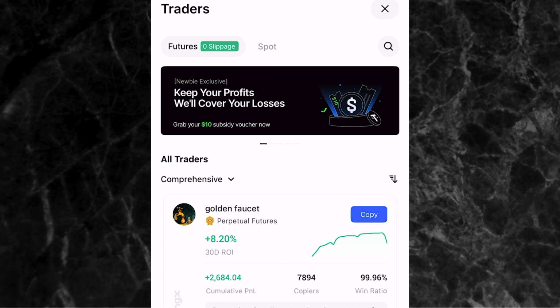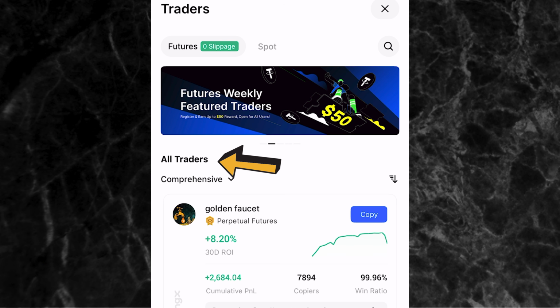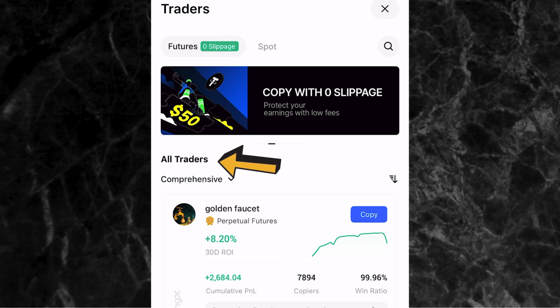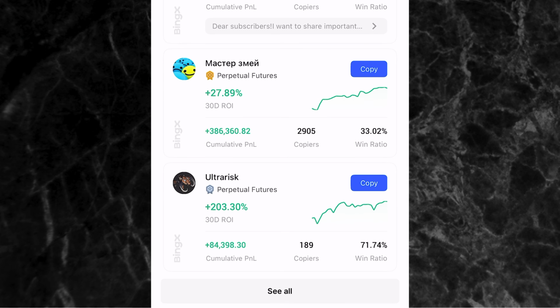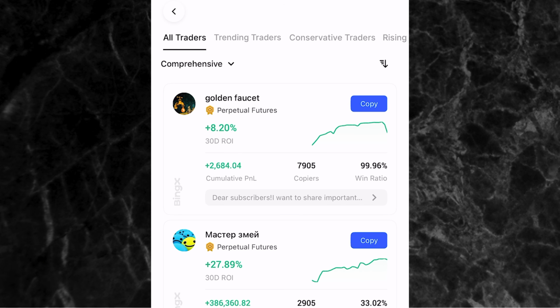Now, for you to see all the different categories, you see where you have these all traders. You can see where they are pointing to. So this is where you can see all the traders that you can copy on the copy trading page on BingX. Now, if I keep scrolling up, you see where you have see all. So if I click on see all right here, this is where you can see all the different categories that you have.